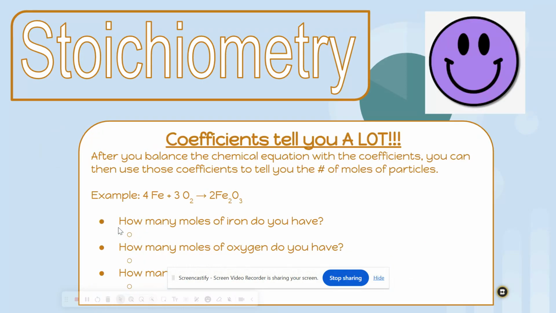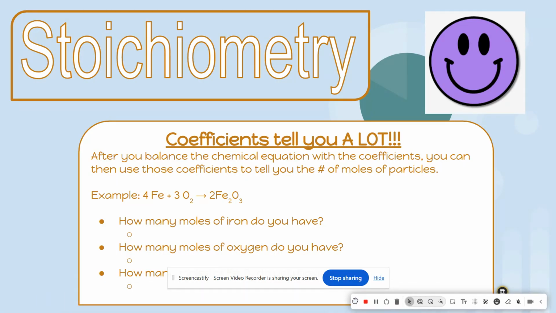The coefficients tell you a lot, okay? So these are going to be the important part. After you balance a chemical equation with the coefficients, you can then use those coefficients to tell you the number of moles of particles. So if we look here, it says we have 4Fe plus 3O2 makes 2Fe2O3.